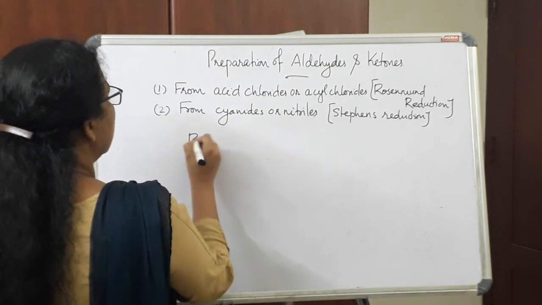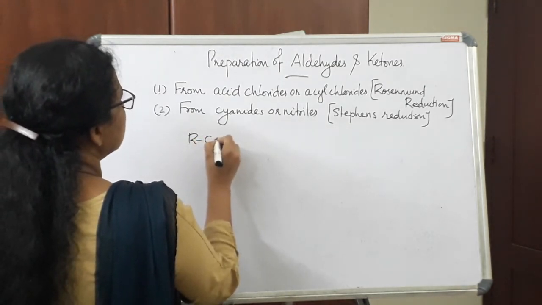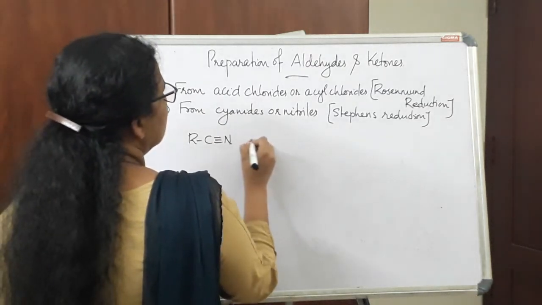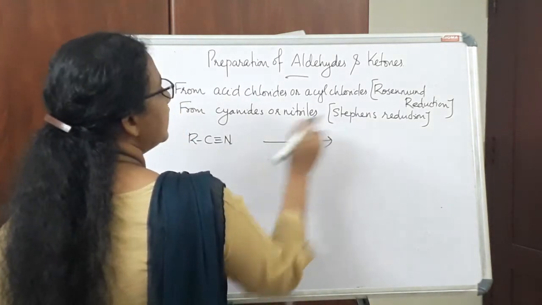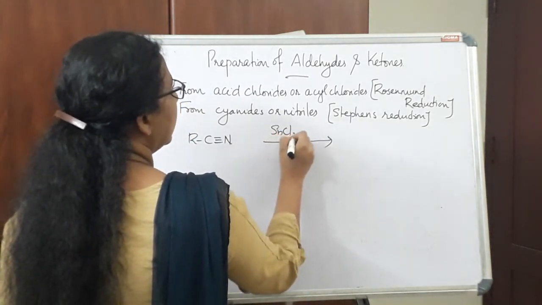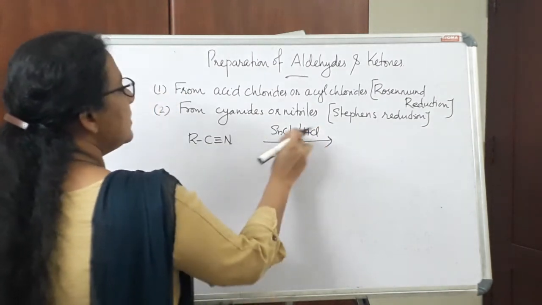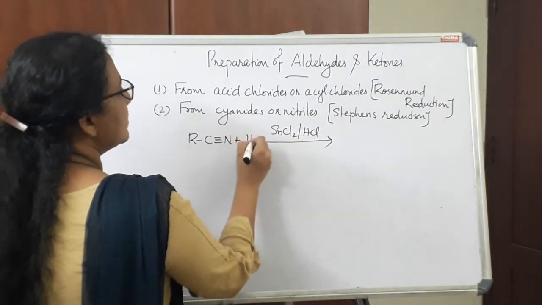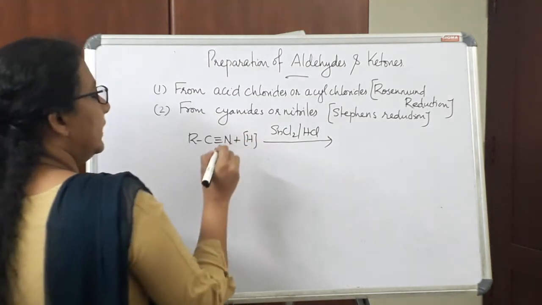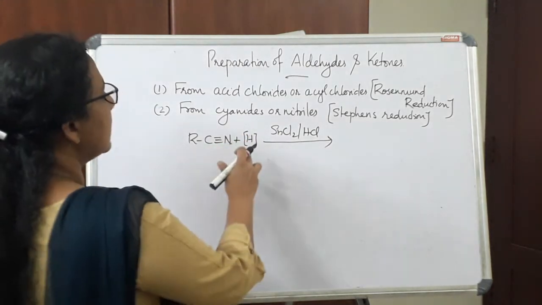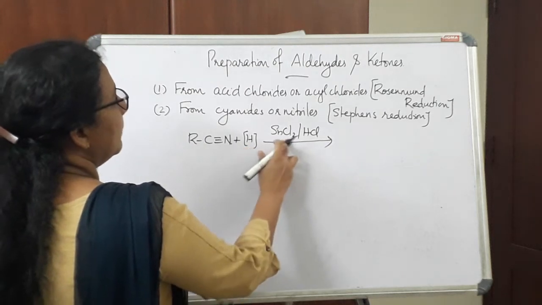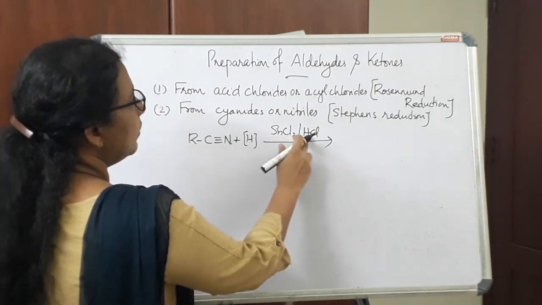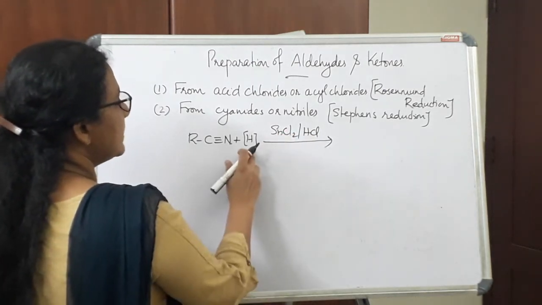We can write the general equation, RCN. This is cyanide. Here the reducing agent is stannous chloride and HCl. The reducing agent in Stephen's reduction is stannous chloride and HCl, which will produce nascent hydrogen. So addition of hydrogen, that is reduction. In this case, nascent hydrogen is produced from the reagent stannous chloride, SnCl2, and HCl.